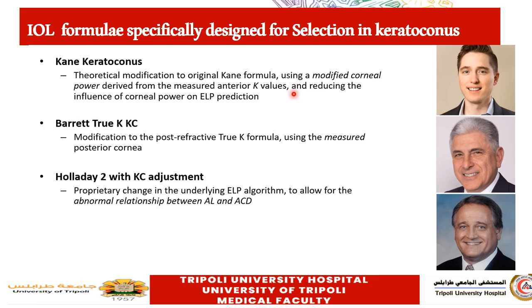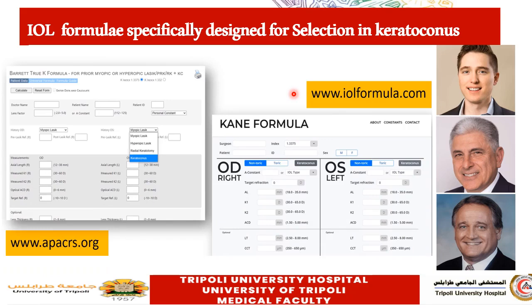As I said, the abnormal relation between the anterior chamber depth and the axial length makes the prediction of the effective lens position very difficult in these cases. So they made some adjustments and modifications in the constants in these formulae so that they can come up with a very low prediction error. Even though there is still some prediction error, this is the most common formula used in keratoconus. Fortunately, the Kane formula and the Barrett True-K formula are available online, and you can use them if you have a case of keratoconus with cataract.